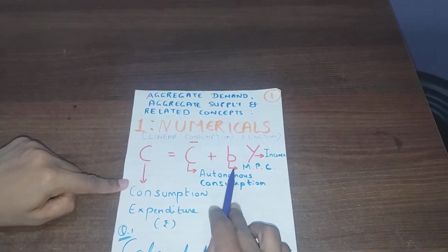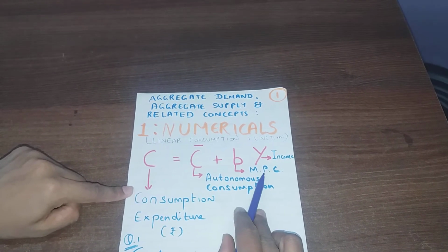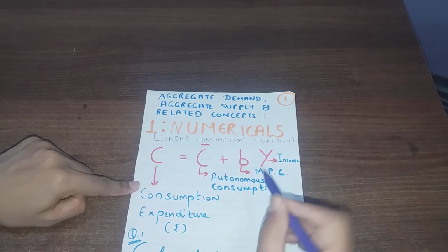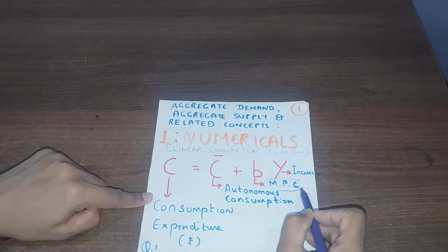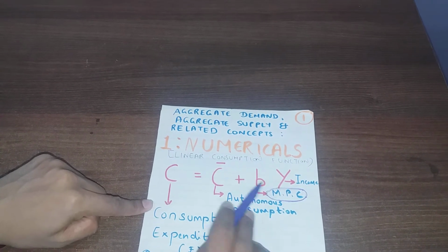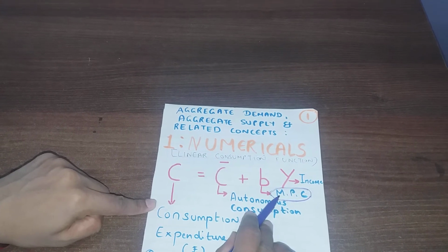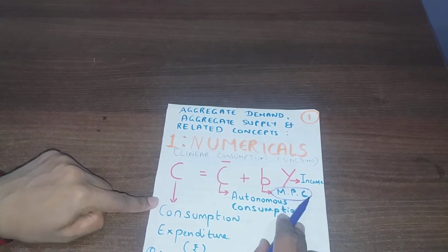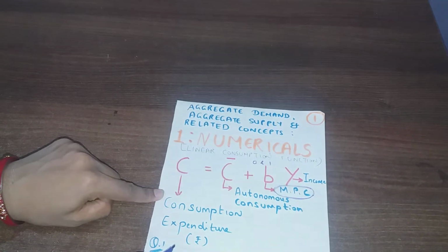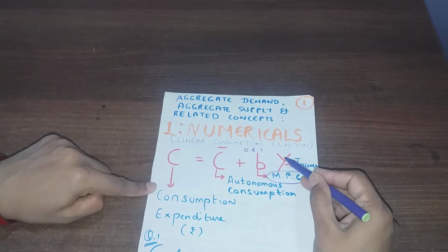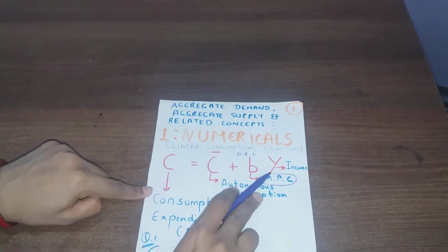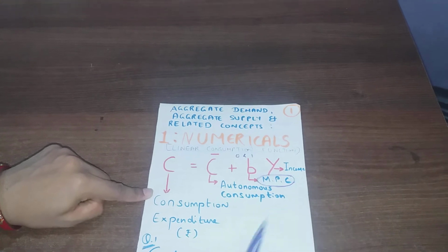Plus B. B signifies MPC, marginal propensity to consume. We'll discuss this particular topic in the upcoming videos. Right now, you just understand B is nothing but marginal propensity to consume. Its value ranges between 0 and 1. Here in multiplication, Y is nothing but income, again given in rupees.